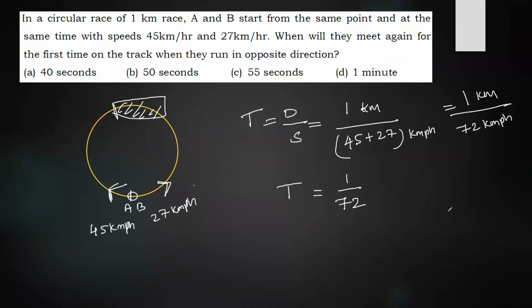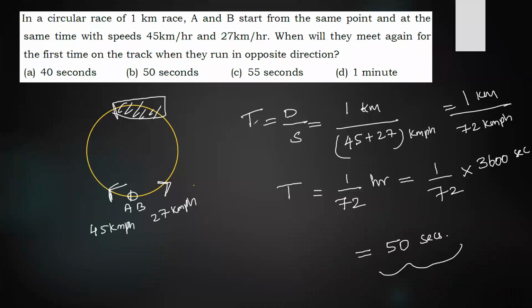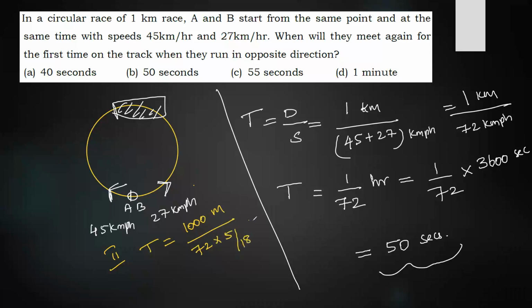So how will you convert this into minutes or seconds? We have 1 kilometer by 72 km per hour, right? Anyone, Siddharth? Okay, multiply by 5 by 18. Distance by speed gives you the time in terms of hours. So I'm converting into seconds: 1 hour is 3600 seconds. Divide it, you will get 50 seconds.